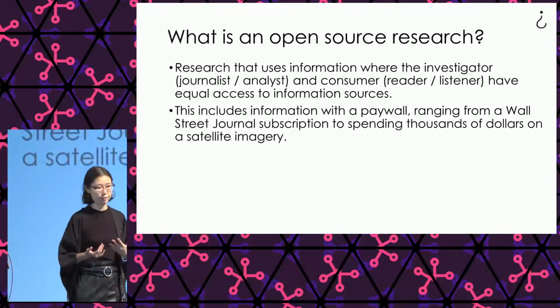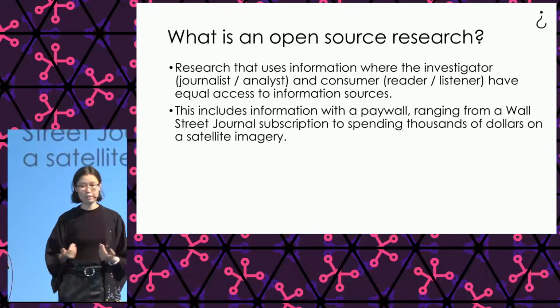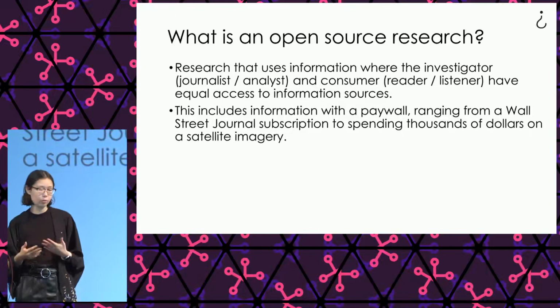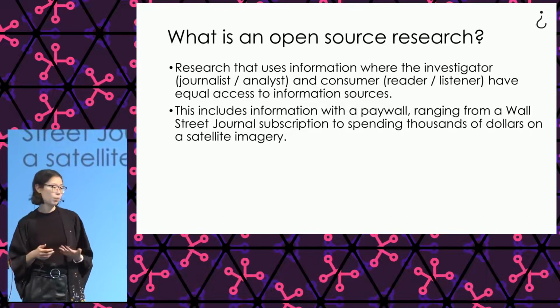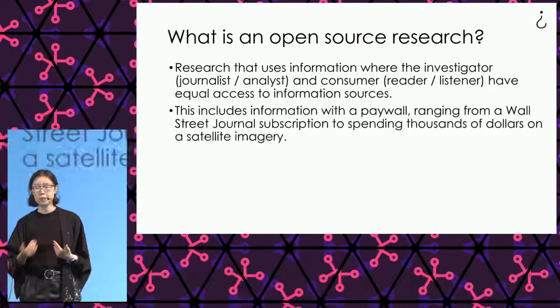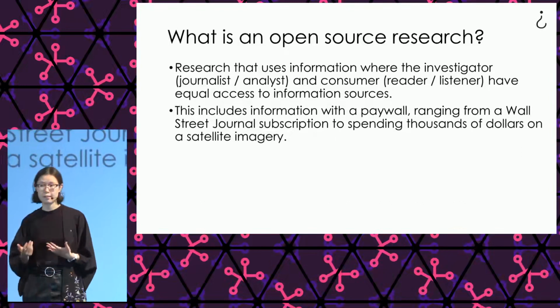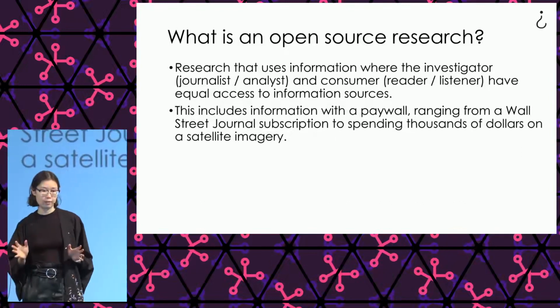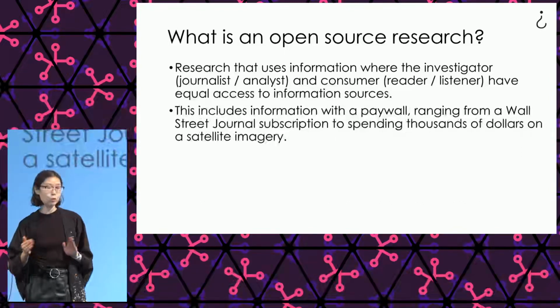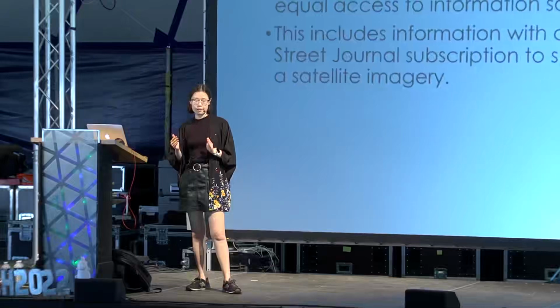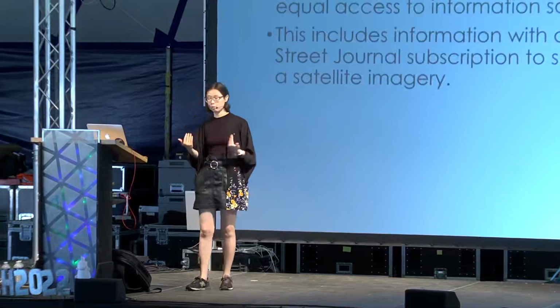This can be as cheap as a couple bucks, but also as expensive as a couple thousand dollars for satellite imagery. We use satellite imagery a lot at Bellingcat. It's primarily Google Earth, but we also have a paid subscription to services like Planet, which costs, I think, around $1,000 to $2,000 a month, but this gives us access to a huge amount of satellite imagery, okay? So there is this budget barrier, of course, but we still consider it open source.